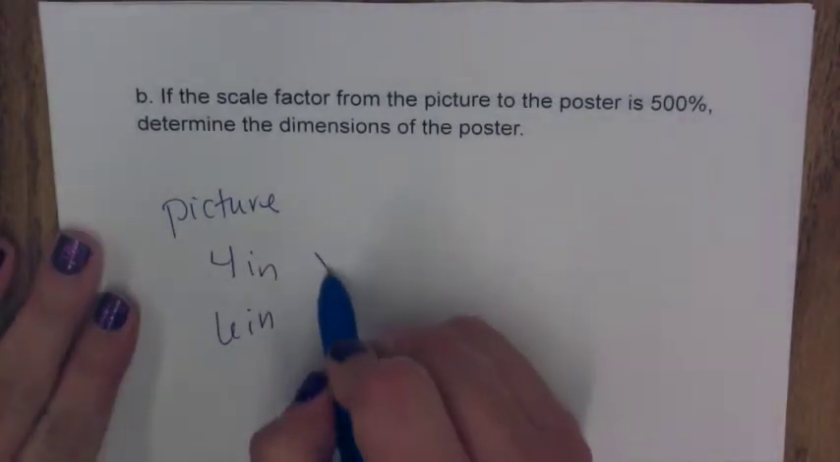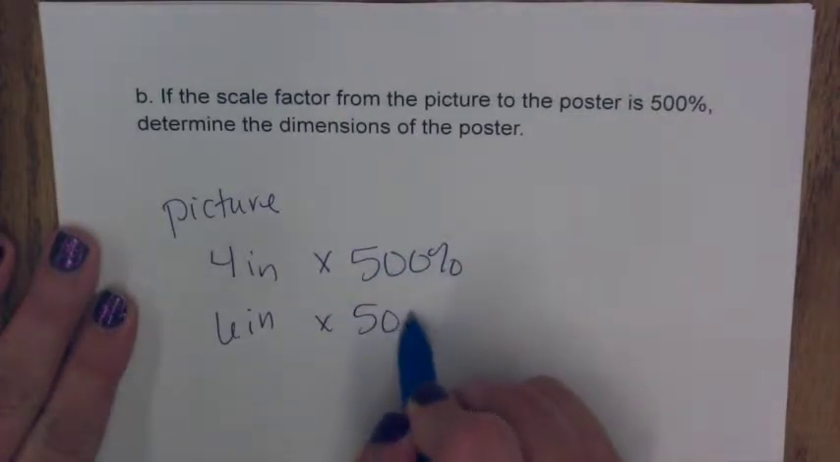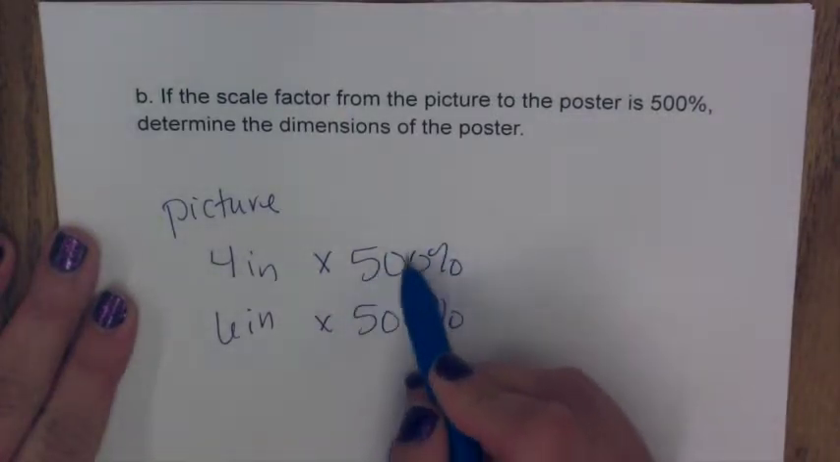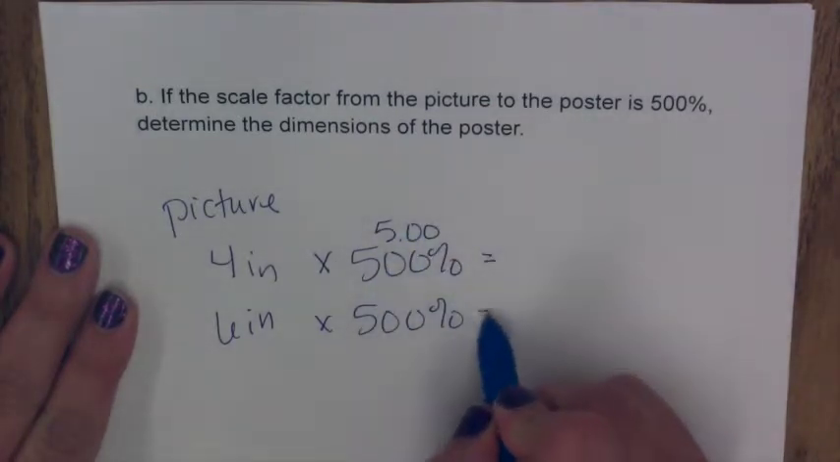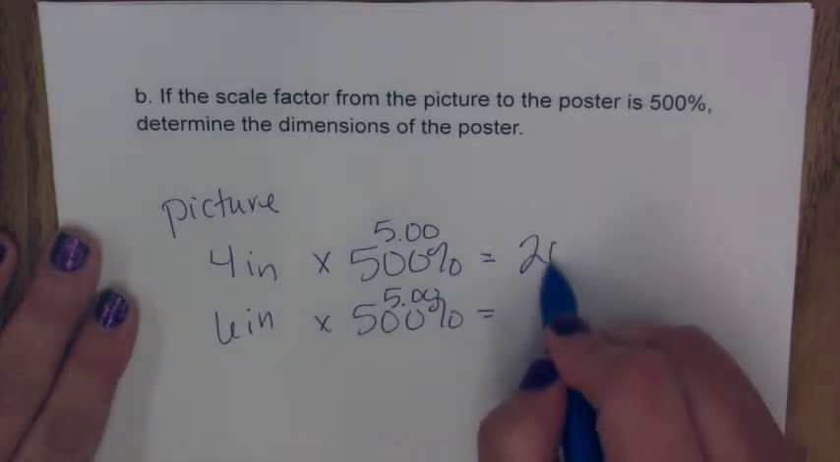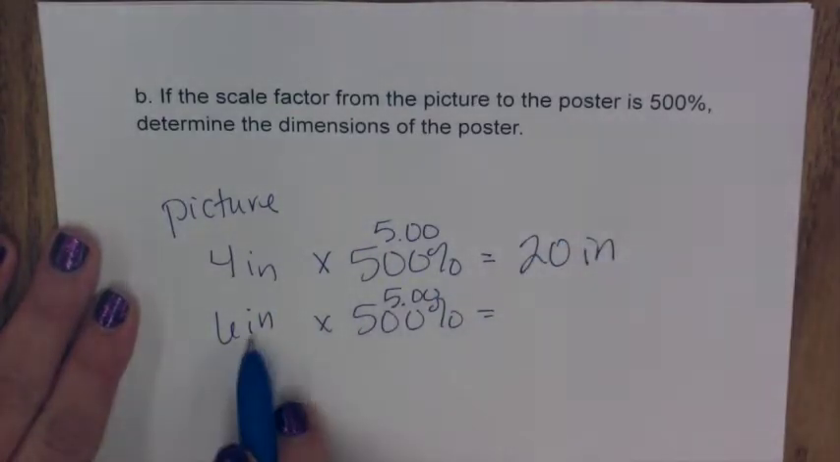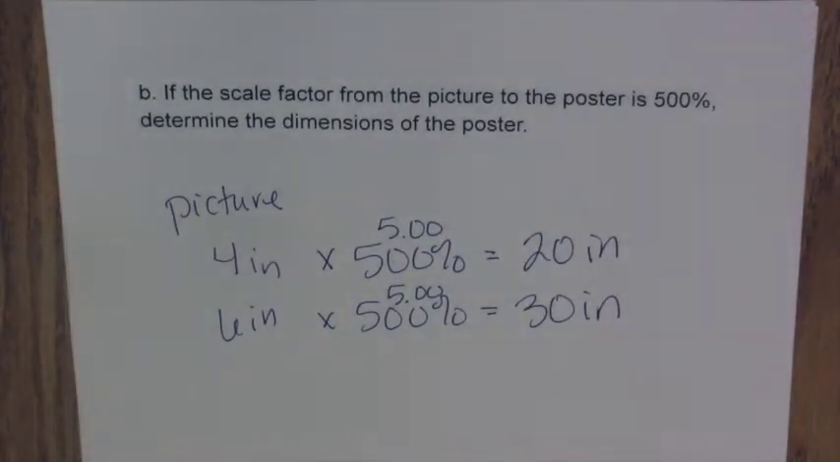And then we're going to multiply that by our 500%, or our scale factor. 500% written out as a decimal is 5.00. So 4 times 5 is 20 inches. 6 times 5 is 30 inches.